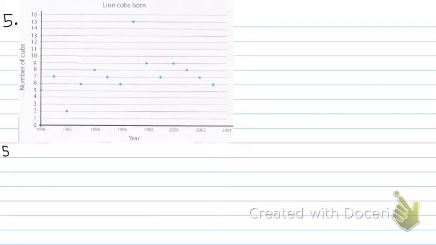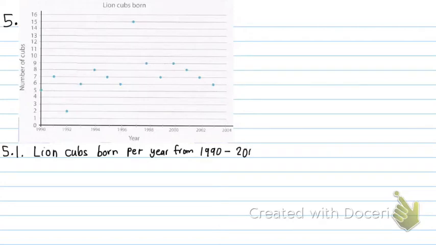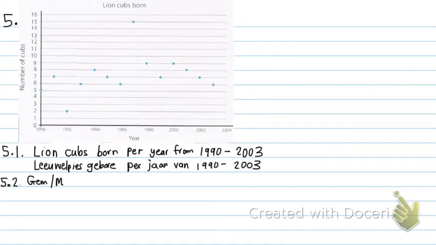What does the data graph represent? Okay, so this graph represents the lion cubs born per year from 1990 to 2003. I have to be very thorough. I have to say what years they are representing on the graph. Then number 2, determine the mean number of cubs born per year.